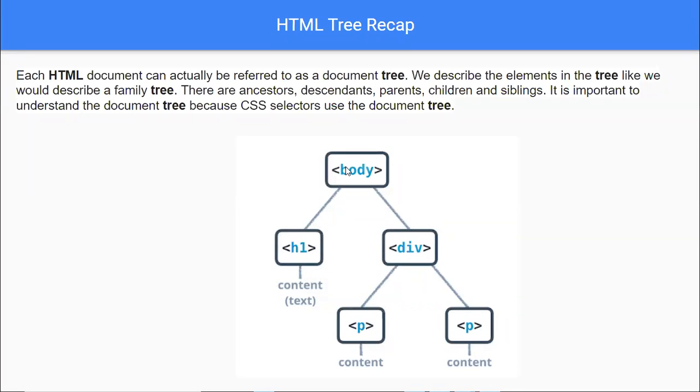So the definition, I'll just read it. Each HTML document can be referred to as a document tree. We can also think of it as a model. We describe the elements in a tree like we would describe a family tree: ancestors, descendants, parents, children, siblings. It's also important to understand the document tree because CSS selectors use the tree.